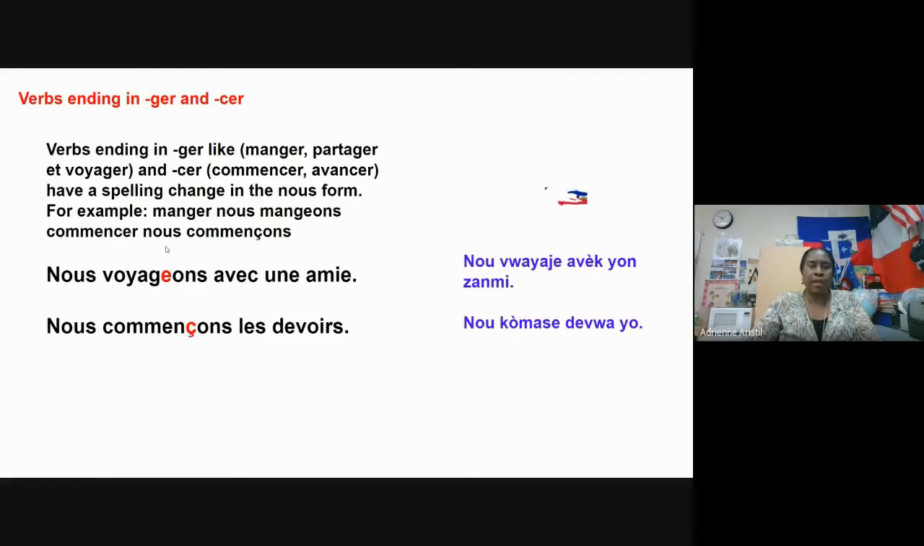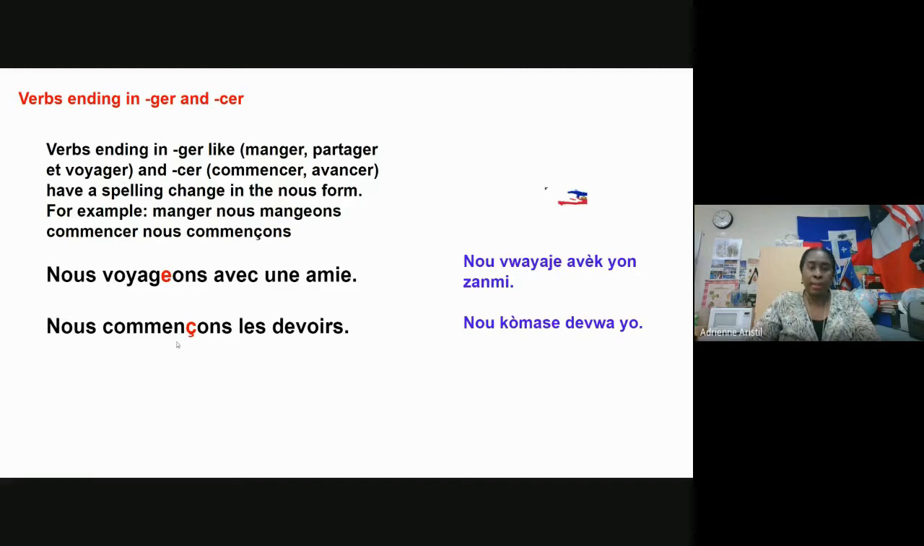Commencer becomes nous commençons. Look at this example, clear. Nous voyageons avec une amie. There is an E before the ONS. That's the change in the GER verbs. And the same for partager and voyager.